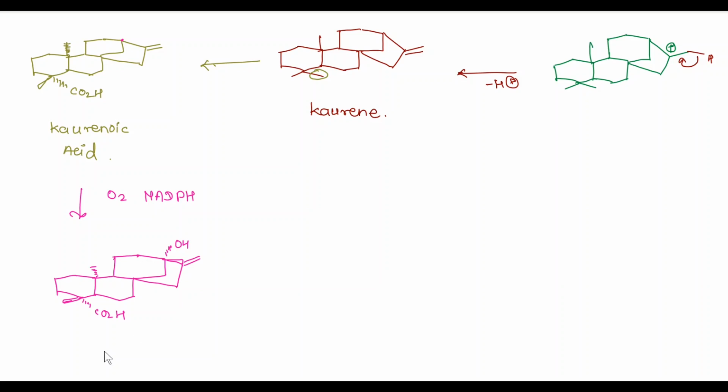this is known as steviol. Write down the structure in this form. Here methyl, here CO2H, here OH, and here a double bond: steviol. Now we will see the biogenesis of abietic acid from GGPP.